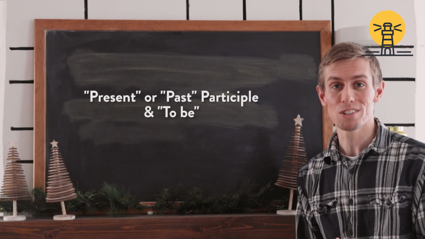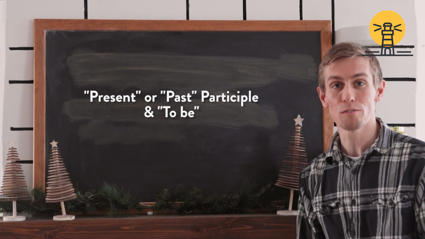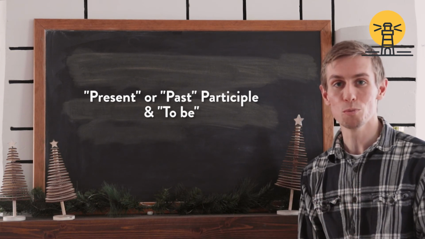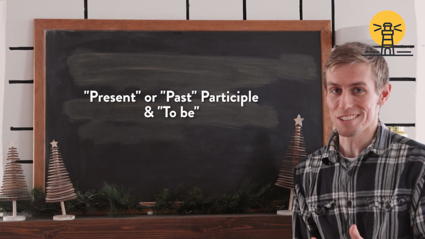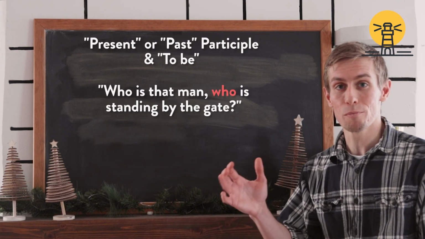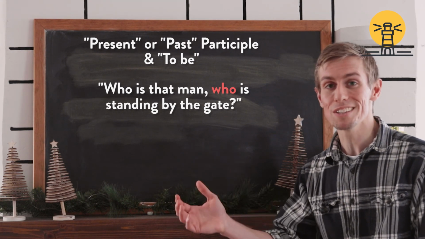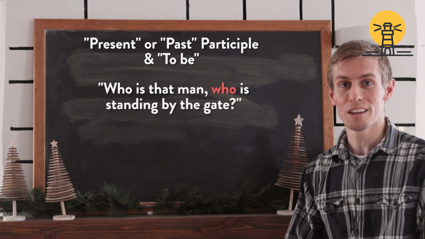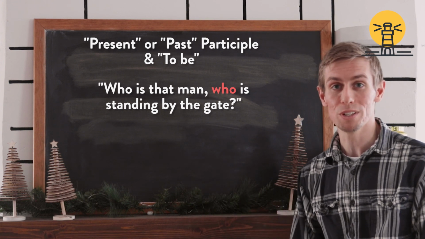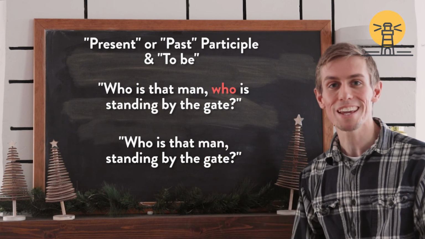Now, the last situation that it's okay for you to take out the relative pronoun is if you have a present or past participle and an auxiliary verb to be. Now, that sounds really fancy, but it's a little bit more simple if we look at an example. "Who is that man who is standing by the gate?" We can take who is out of the sentence because it's functioning as a participle and the auxiliary verb to be. Because of that, it's okay to say, "Who is the man standing by the gate?"